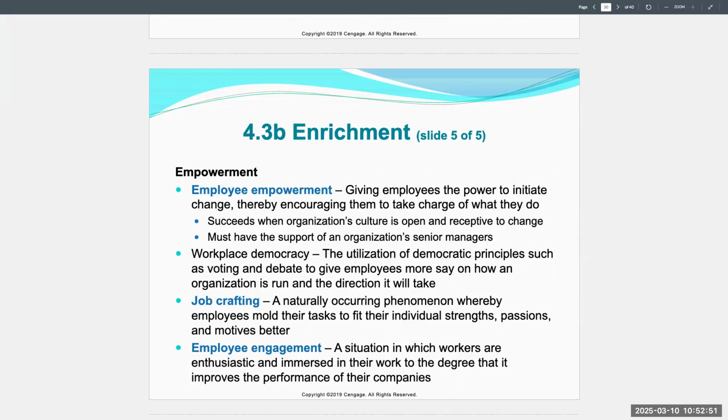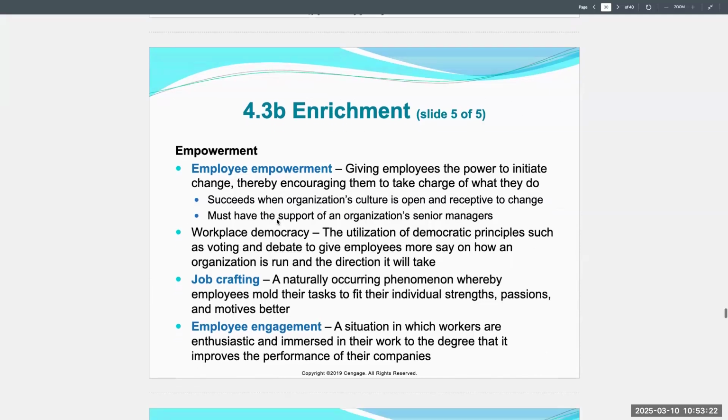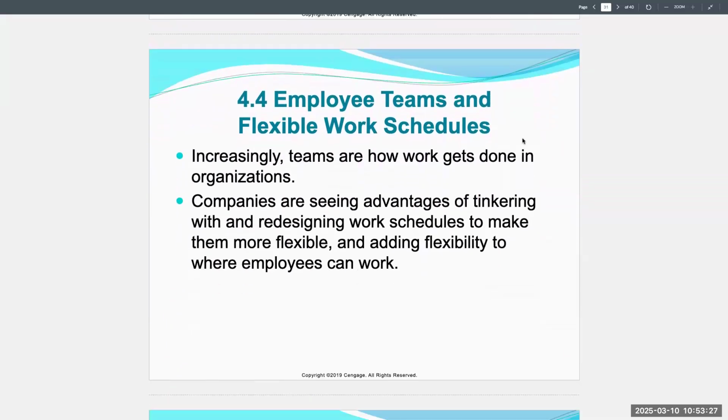Job crafting is another essential concept. Employees naturally modify tasks to align with their strengths and passions. Those who can shape their job responsibilities tend to be more engaged, motivated, and productive. And then the last thing we have is employee engagement, which refers to how deeply employees are involved and committed to their work. Highly engaged employees are enthusiastic, take ownership of their tasks, and actively contribute to the company's success, which is really good for both the company and the employee.